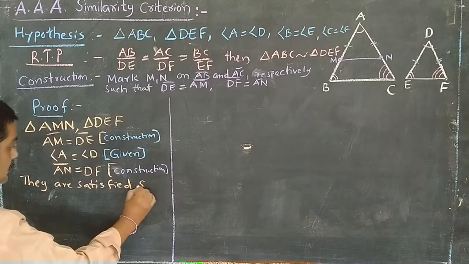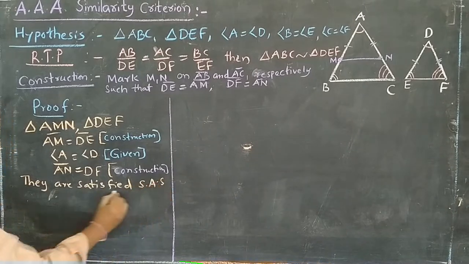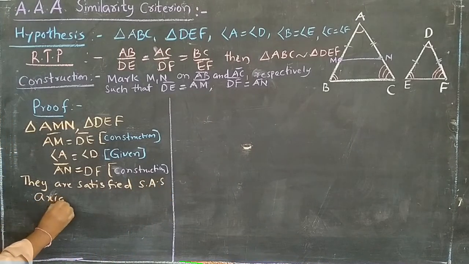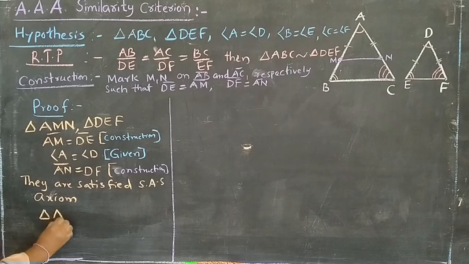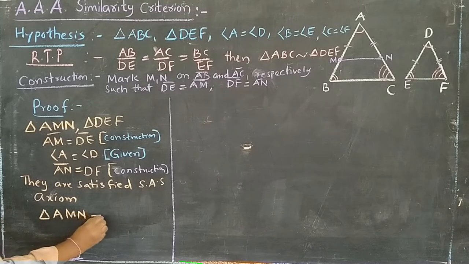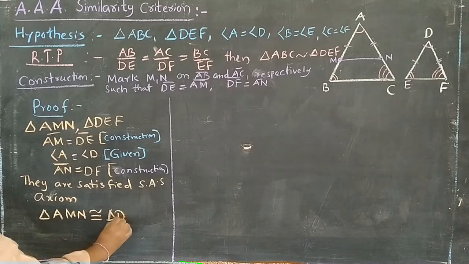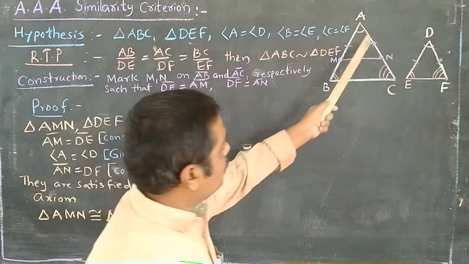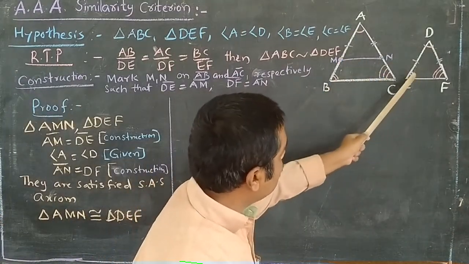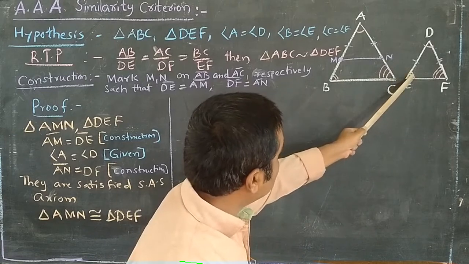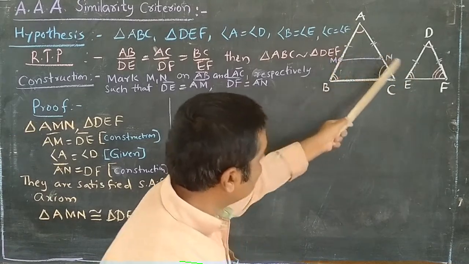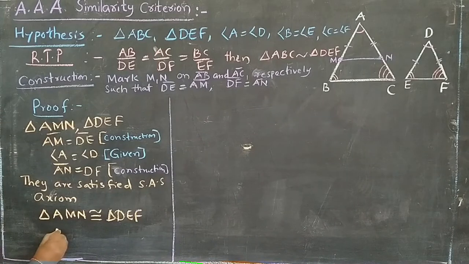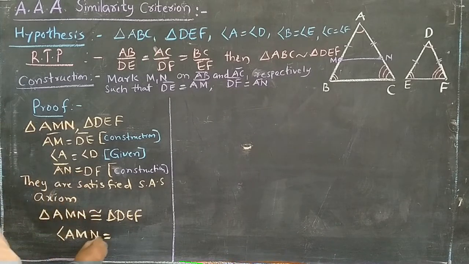What axiom, Nana? Yes, AAS axiom. So that we have to accept triangle AMN is congruent to triangle DEF. Clear enough? These two triangles are congruent. When these two triangles are congruent, the corresponding angles are equal. Means angle E is equal to angle M. M means AMN, that only I am going to write. Angle AMN is equal to angle E.